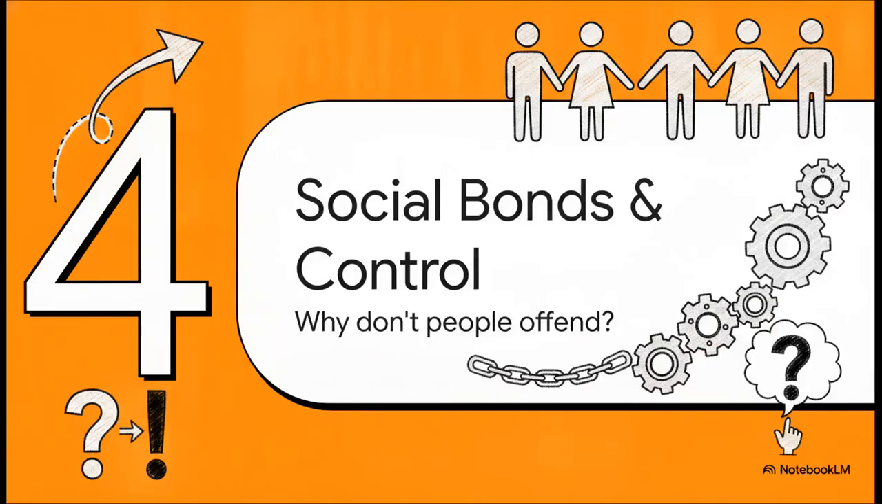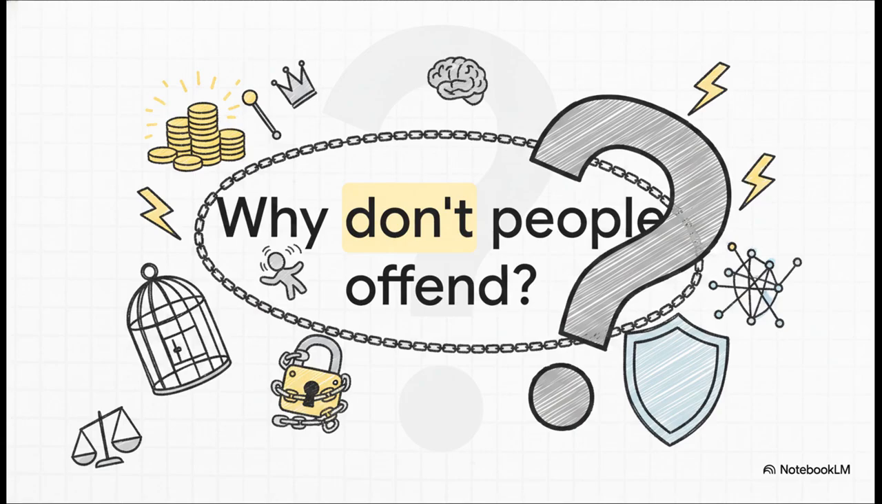All right, Section 4. Social bonds and control. This really asks the question, why don't people offend? I actually want you to pause for a second and really think about this question. Why don't you offend? Because let's be totally honest here. Crime is naturally tempting. It can be super easy, highly profitable, and even exciting. Since that's the case, the real puzzle isn't really why some people break the rules, but what on earth restrains the rest of us from doing it all the time.